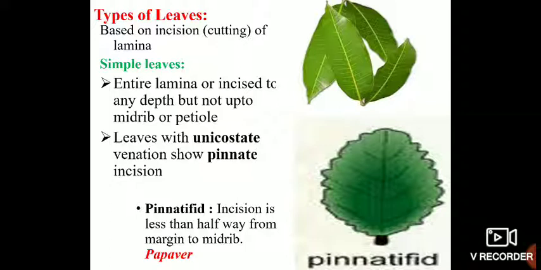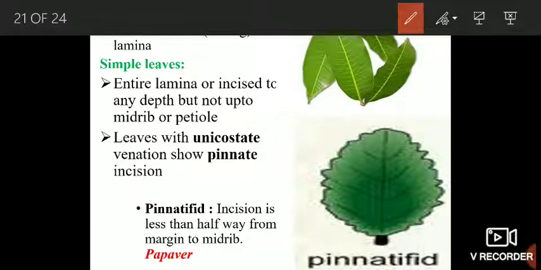So let's move on. In simple leaves, the lamina is either entire or it is incised, but the incision is not so deep that it is touching the midrib or petiole. And in simple leaves, the incision can be of two types, pinnate incision and palmate incision. First of all, pinnate incision.